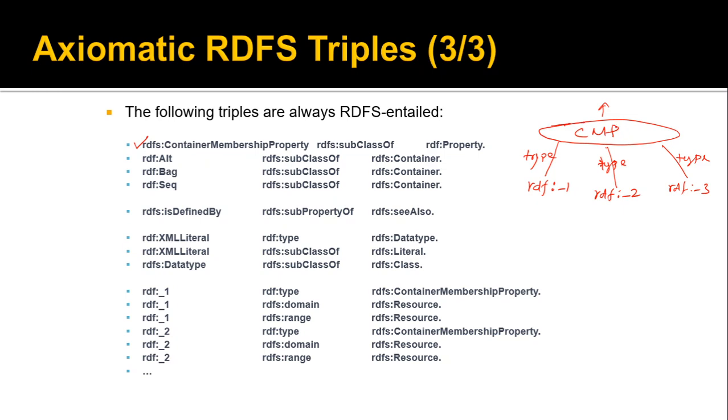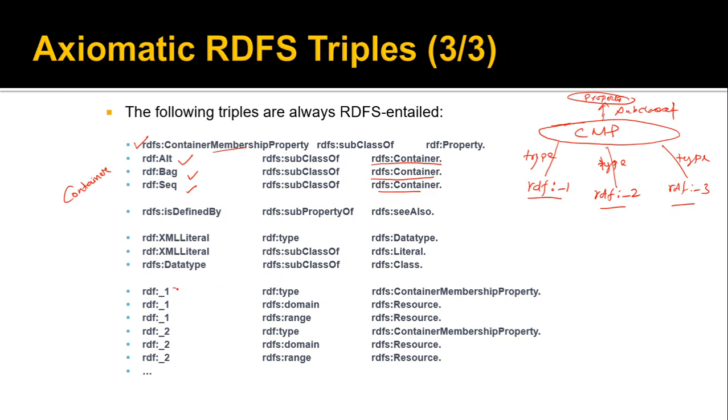So this is all the classes containing these as members, right? So as this is a class, it is a subclass of the property class, right? Now we know that this container membership property becomes relevant when we talk about the containers, right? Out of the containers we had alt, bag and seq, and all of these are a subclass of RDFS container, right? And this bag is also a kind of subclass of RDFS container, and so forth, right?